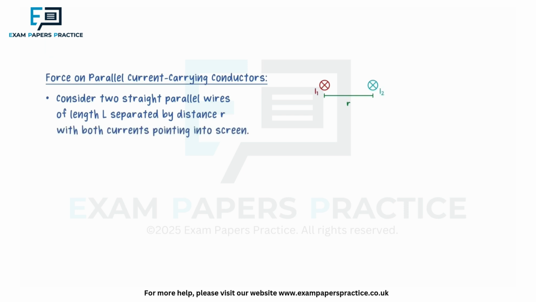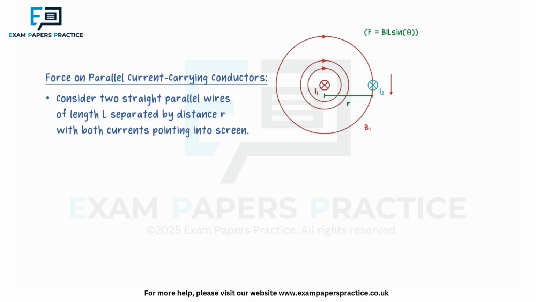If we consider wire 1, it is carrying a current, so this must produce a circular magnetic field, and this will point downwards at the position of wire 2. Now notice how wire 2 is a current-carrying wire, and is at a right angle to the magnetic field produced by wire 1. So wire 2 must experience a magnetic force due to the magnetic field from wire 1.